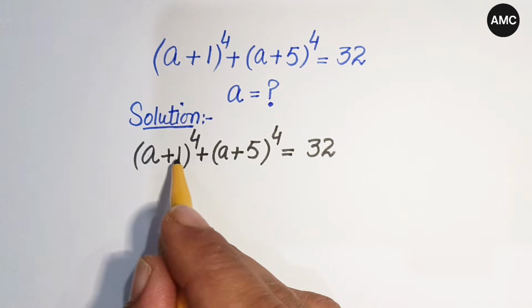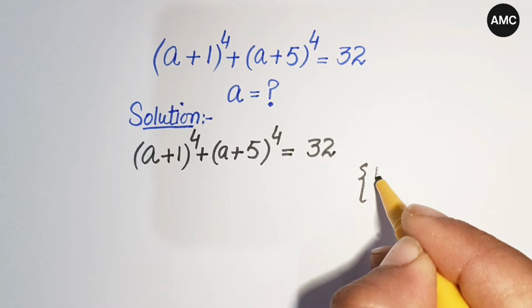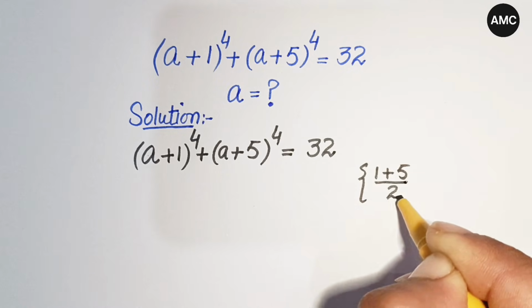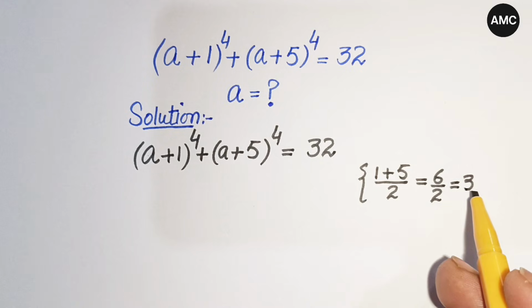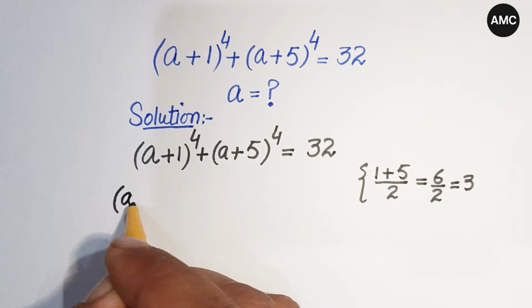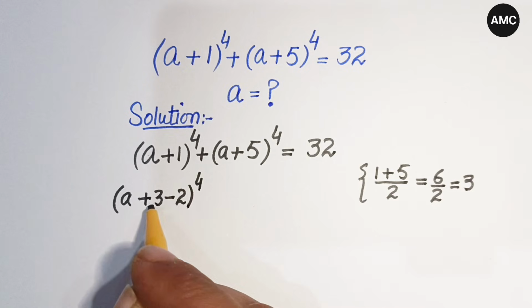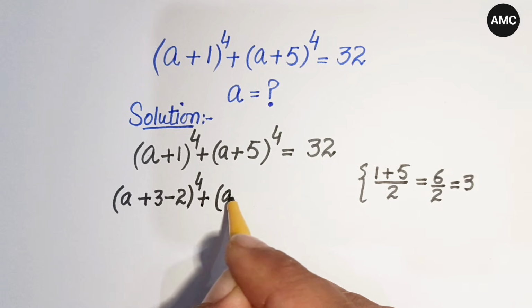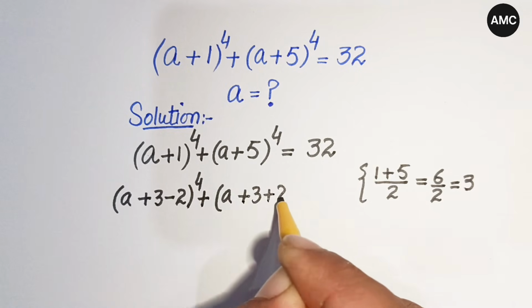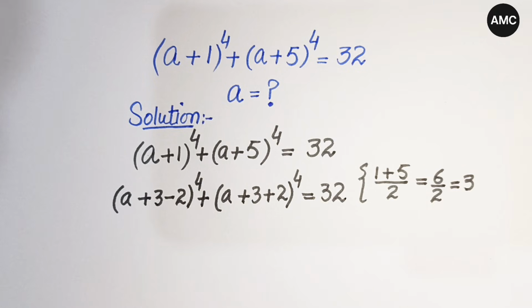Now we see that here we have 1 and it is 5. So if we take the average of these two numbers, 1 plus 5, dividing by 2, we have 6 over 2, and our number is 3. So we can write this one as (a + 3 - 2)^4. This a plus 3 minus 2 gives plus 1. Similarly, this 5 can be written as a plus 3 plus 2, so (a + 3 + 2)^4 = 32. I hope you have understood this step.